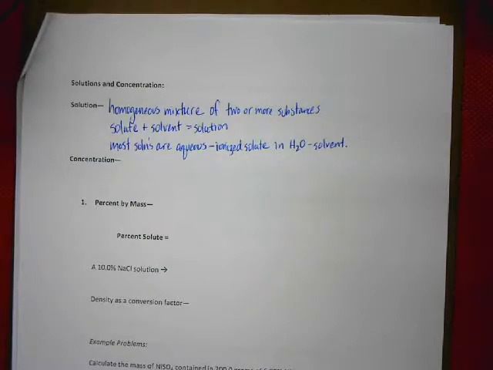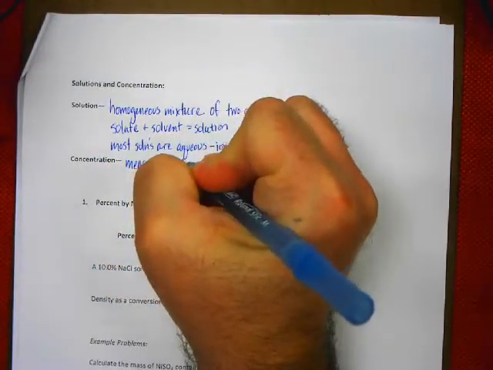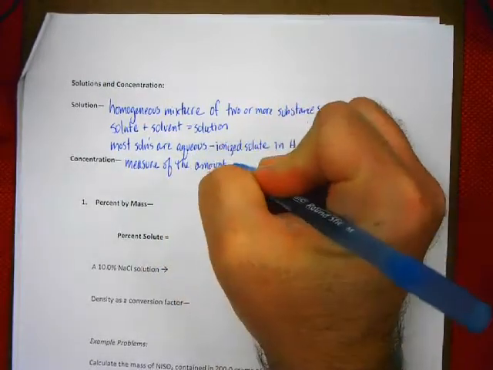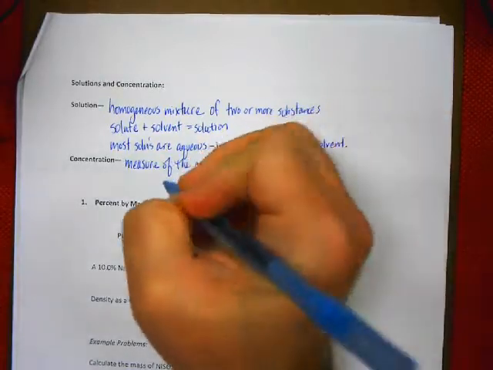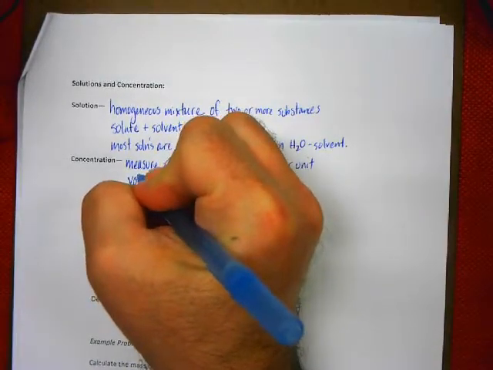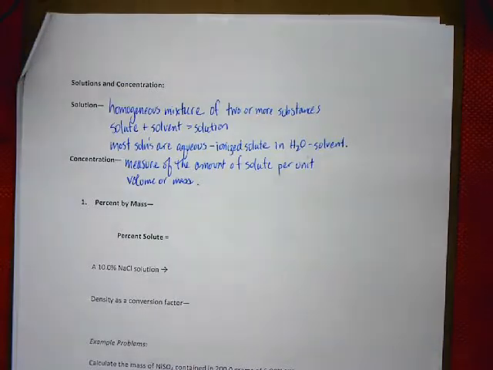So if we know we have a solution, we can determine the concentration of the solute in the solvent. And we have a lot of different terms that we use to describe concentration, but in general, concentration is a measure of the amount of solute per unit volume or mass. And that volume or mass could be for the whole solution. It could be based on the solvent. We'll be talking about that as we go through.